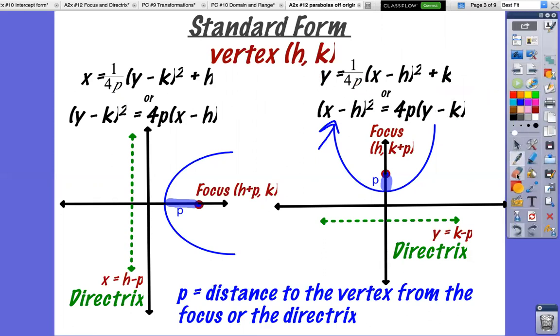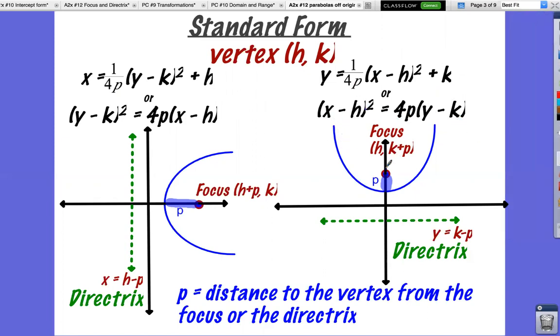So if it opens up or down, for your focus, again, you add P to the appropriate coordinate. In this case, because it would be a Y equals equation, you add it to the K value. To find your directrix, you would subtract the value of P from your K value. If it's X equals, you would add your P value to the H coordinate, or you would subtract it from the H coordinate to find your directrix. So it's all right here, and you might need to come back to this page.